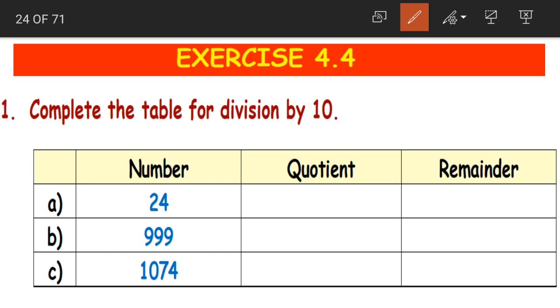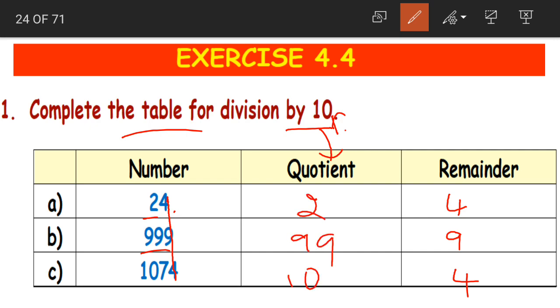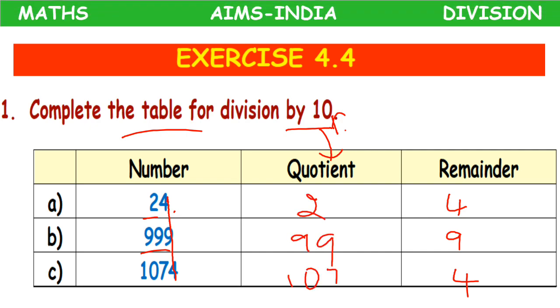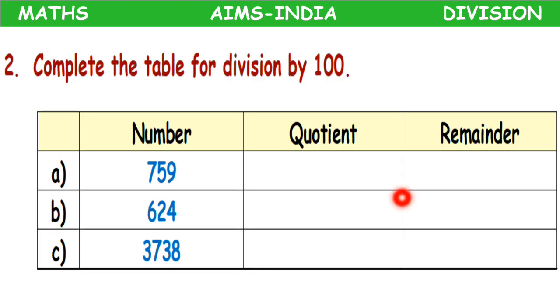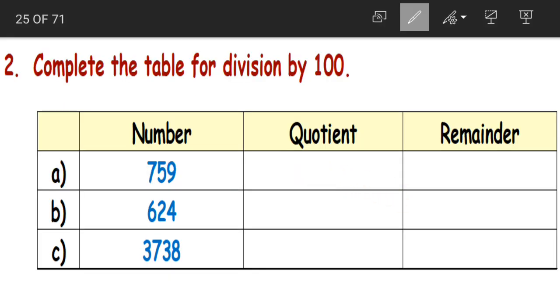Okay, now we should complete the table for division by 10. Now 10 has 0 at the ones place. So the digits in the ones place become what? Our remainder 4, 9 and 4. So what will be our quotient? The remaining digits 2, 99 and 107. Simple, right? Yes. Now complete the table for division by 100.